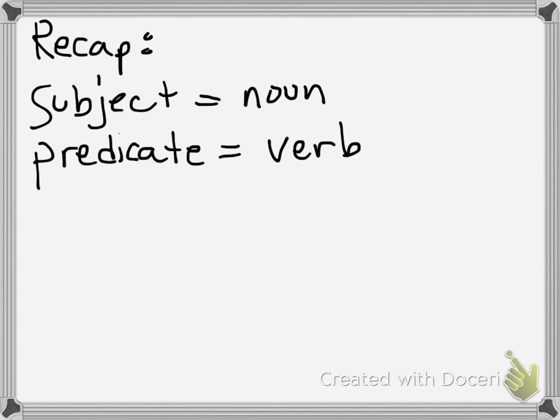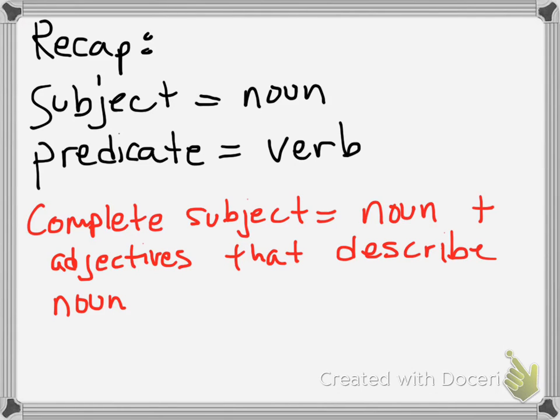Okay, now for a little recap. First of all, the subject, that is going to be a noun. It is going to be who or what the sentence is about. The predicate, that is going to be a verb. It is going to be the action or the being. So if it's asking for the simple subject, that's just going to be the one word, the one noun that the sentence is about. But if it's asking for the complete subject, that will be the noun plus any adjectives that describe that noun.